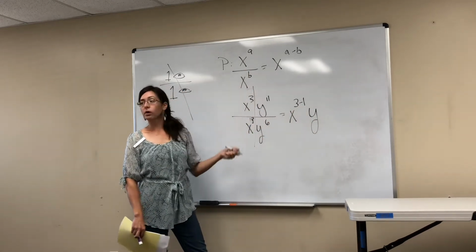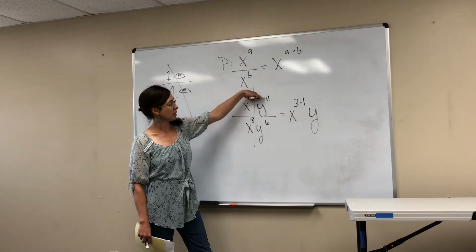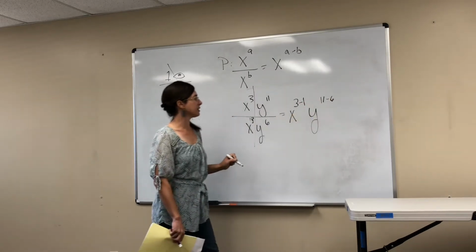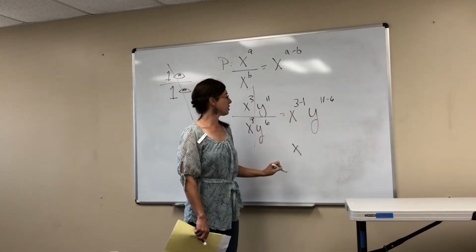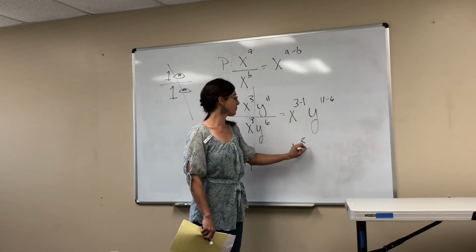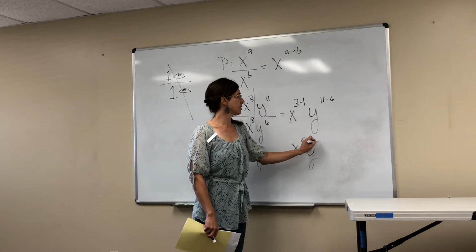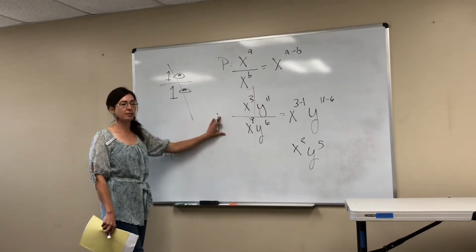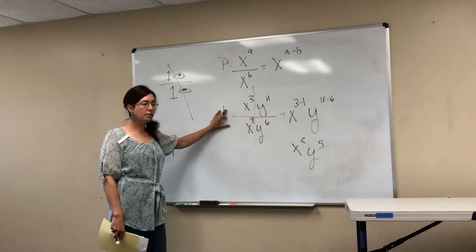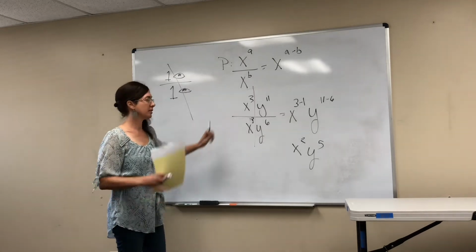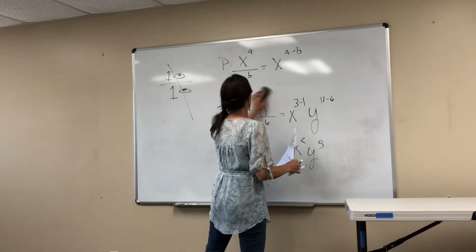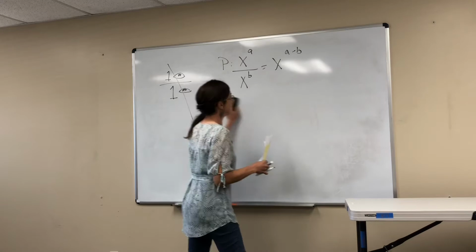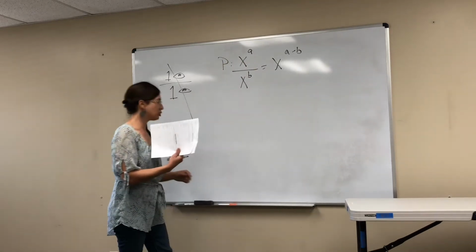What would be my work out for y, Tadrian? 11 minus 6. Excellent. So x to the 3 minus 1 is x squared. Y, 11 minus 6? 5. Perfect. X squared, y to the 5th. That is a simplification. Again, we're not solving, we're not getting an answer, we're just simplifying. Getting this down. Right. So that is the division property. If it's divided, same base on top and bottom, you subtract the exponents.